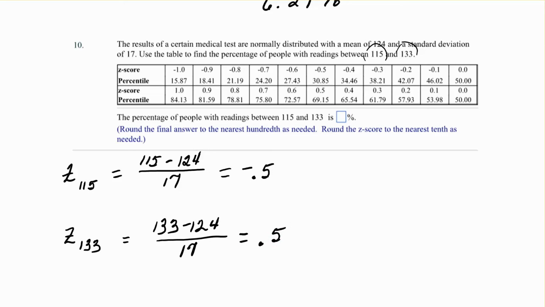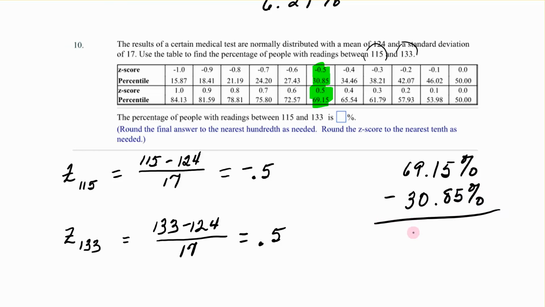So I'm finding the percentage between negative 0.5 and positive 0.5. I will do that by taking the larger percent, 69.15%, and subtracting 30.85%. That tells me that 38.3% are between the scores of 115 and 133. All right, enjoy.